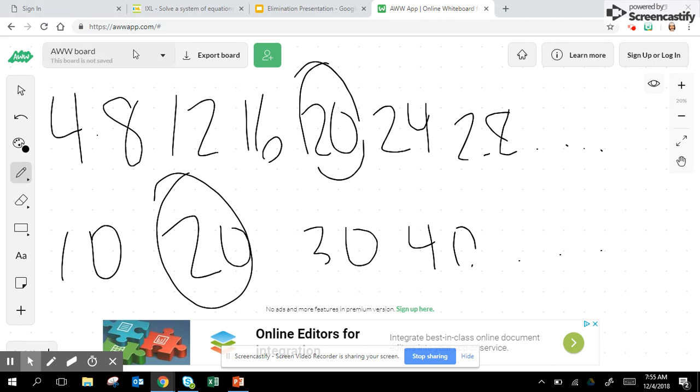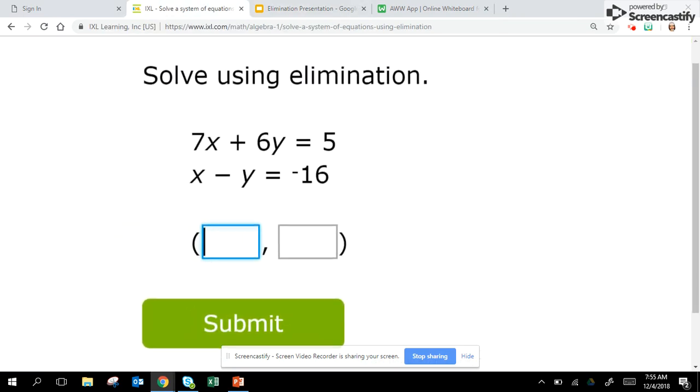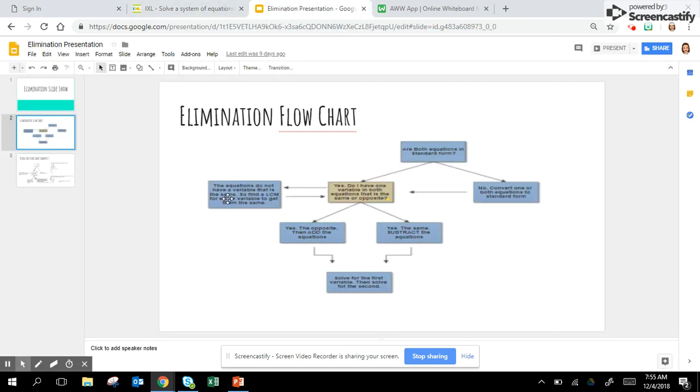Now, using that, you need to figure out when you're looking at two equations, do I have a variable in both equations that is the same or opposite? If you say no, like in this example, is 7x and x the same? No. Is 6y and negative y the same? No. And when that happens, you come over to this box, and I need you all to add this to your flowchart. The equations do not have a variable that is the same. So we need to find the least common multiple for either variable to make sure you get them the same.